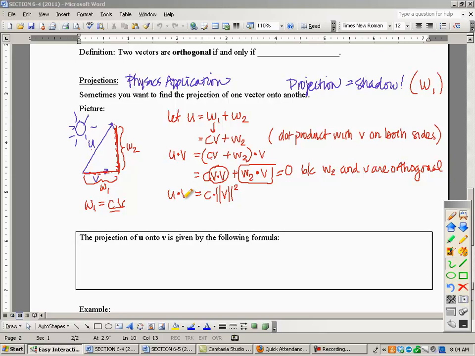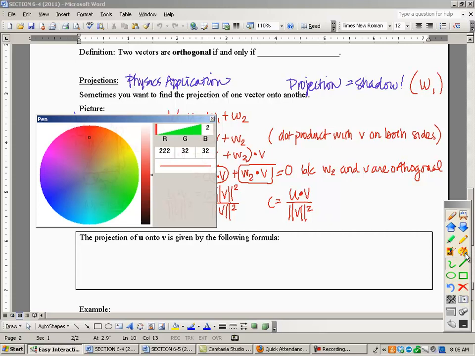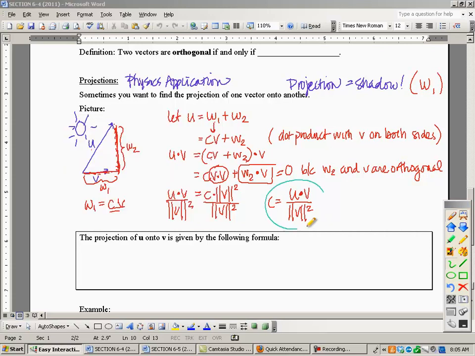So I have the dot product of U and V equaling a scalar C times the magnitude of V squared. So I'm going to divide by the magnitude squared in hopes of getting this scalar by itself. Okay, and then let's see. This value of C is the dot product divided by the magnitude of V squared. And I'm going to take this, and let me change color so you can actually see it. I'm going to plug it in so I can find the projection, which we call W1.